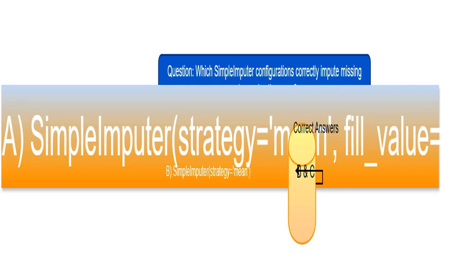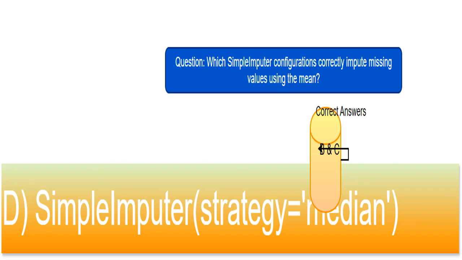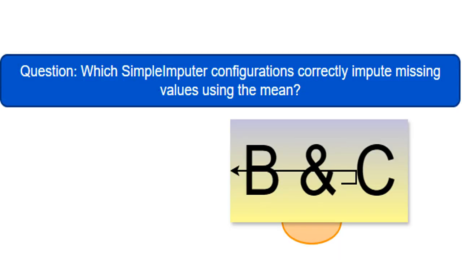I'm using the mean strategy, which is good. However, I added fill_value equals 0, which is unnecessary for the mean strategy. It doesn't cause any errors, but it's redundant. I chose the wrong strategy here. Median means that the tool will use the middle value of each column instead of the average, which is not what the question asked. The correct answers are B and C.